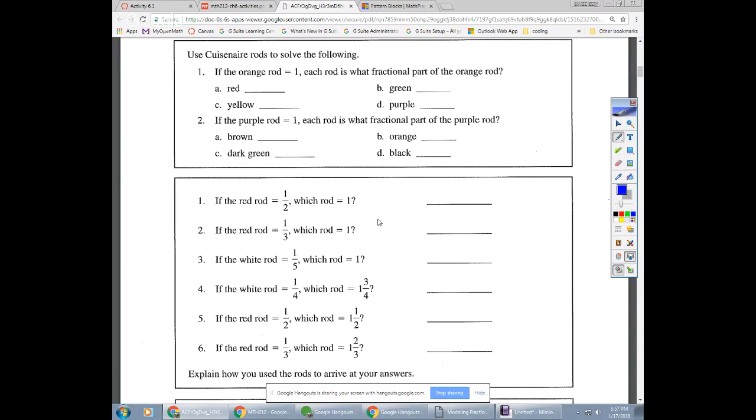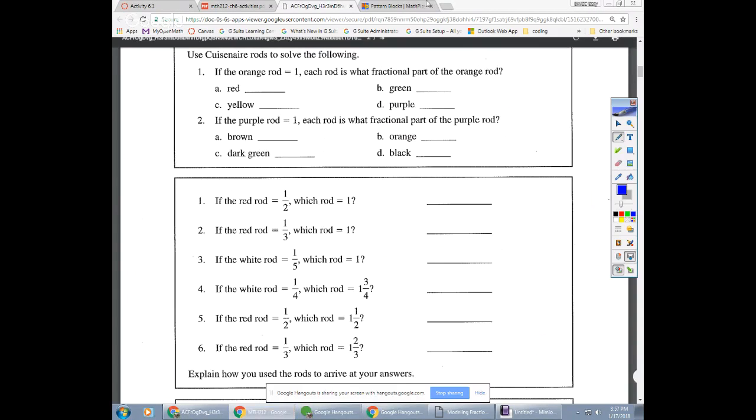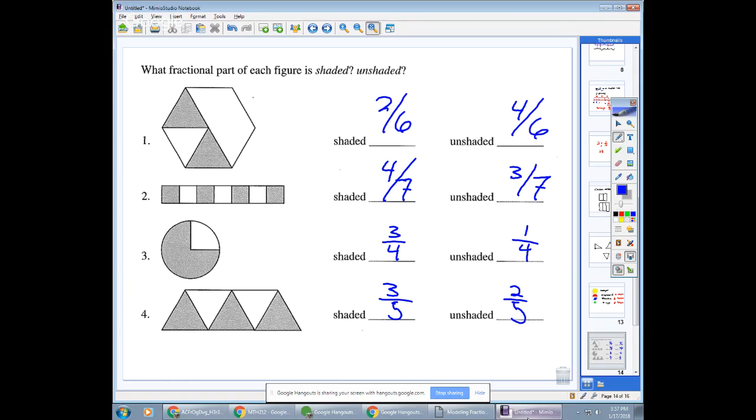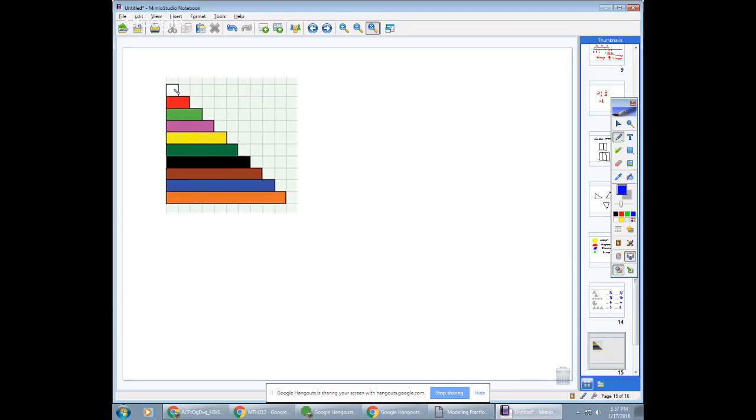With the color rods, the nice thing about the orange rod being a whole is that since there's 10 colors, if the white one is a 1, then it's a 10. So you can easily play with decimals if the orange one is a whole, which is kind of nice. But if you wanted to play with thirds, the orange one's not so good. Because is any of the other shapes 1/3 of the orange one? No, none of the other ones are, so that doesn't work out so good.